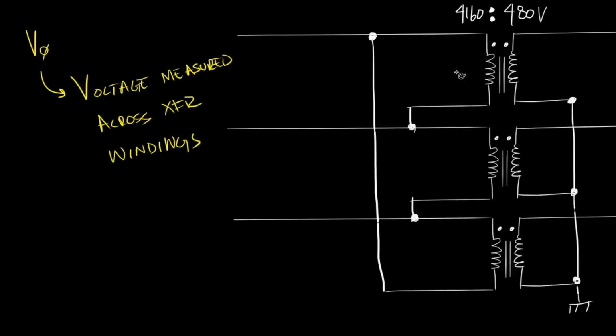Let's illustrate primary phase A voltage, which is measured across the polarity side of winding A and the non-polarity side of winding A. Similarly, we'll illustrate primary phase B voltage and primary phase C voltage. And on the secondary side, we'll illustrate secondary phase A voltage, secondary phase B voltage, and secondary phase C voltage.